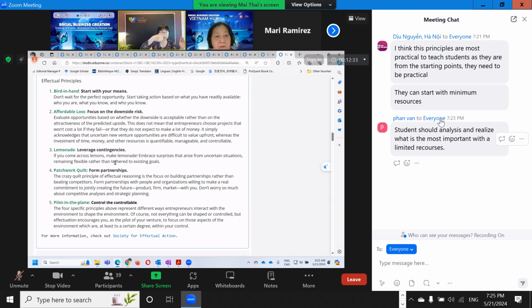Rather, they should be flexible and adapt to new things, and also when the team changes. They may have newcomers that bring in new resources, which can change the formula for the business, or they may lose members. And if they lose members, instead of complaining and crying, be agile, reposition the business and redesign the product. The patchwork quilt is like using the resources of everyone in the ecosystem. And pilot in the plane is control the controllable.